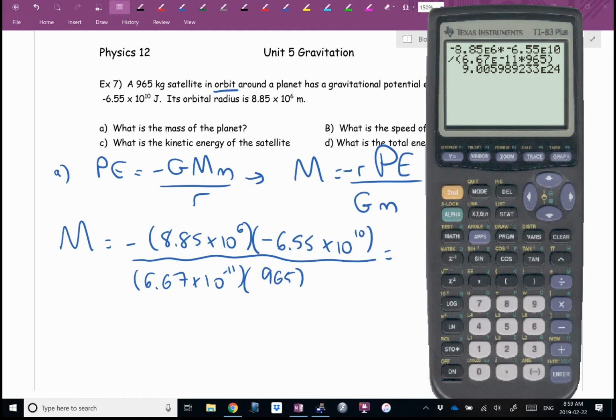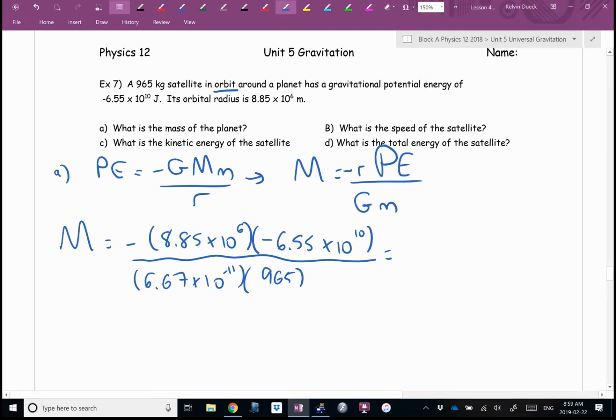Anybody else? Yeah? Okay. I'm going to carry the extra couple of sig figs because I think I'm going to use this. So 9.006 times 10 to the 24th kilograms. What's the mass of the Earth?